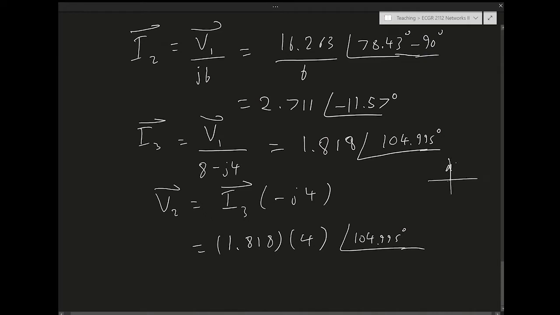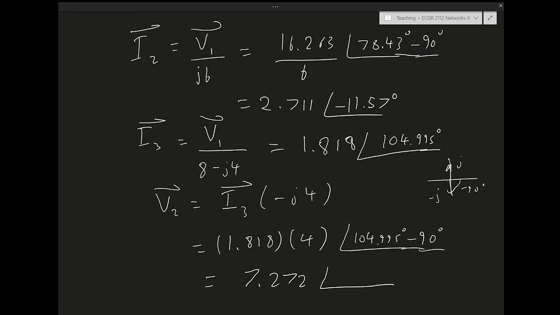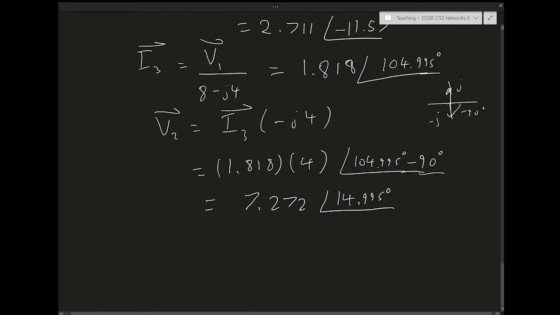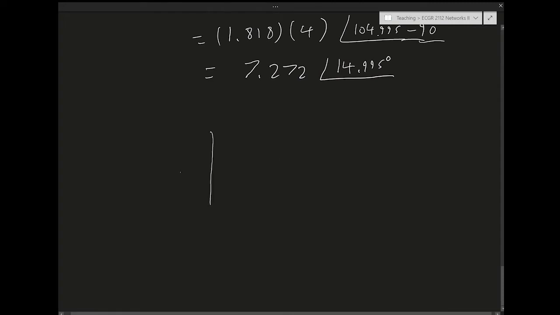So this is J, minus J is here. The angle of minus J is minus 90, right? So times minus J, and minus J has a magnitude of 1. So the magnitude will be 1 and the angle will be minus 90. So we sum minus 90 degrees. So we end up with 7.272 and the angle is going to be 104 minus 90. It's going to be 14.995 degrees.